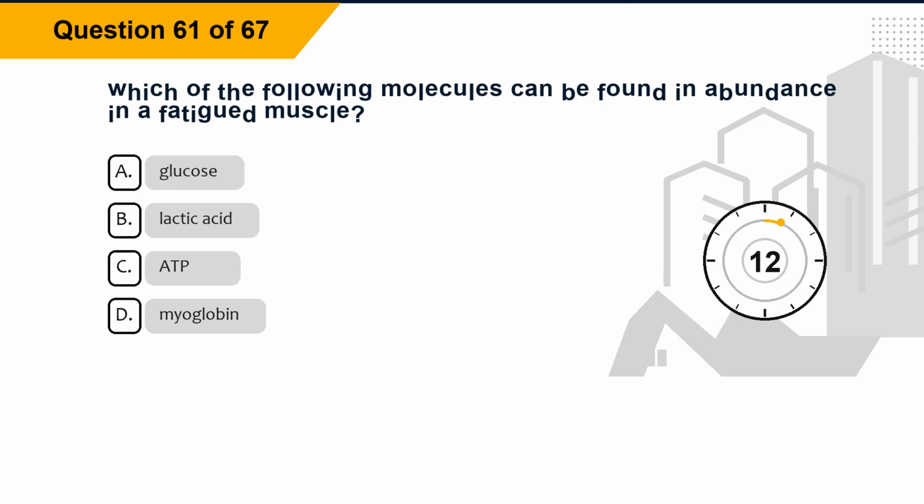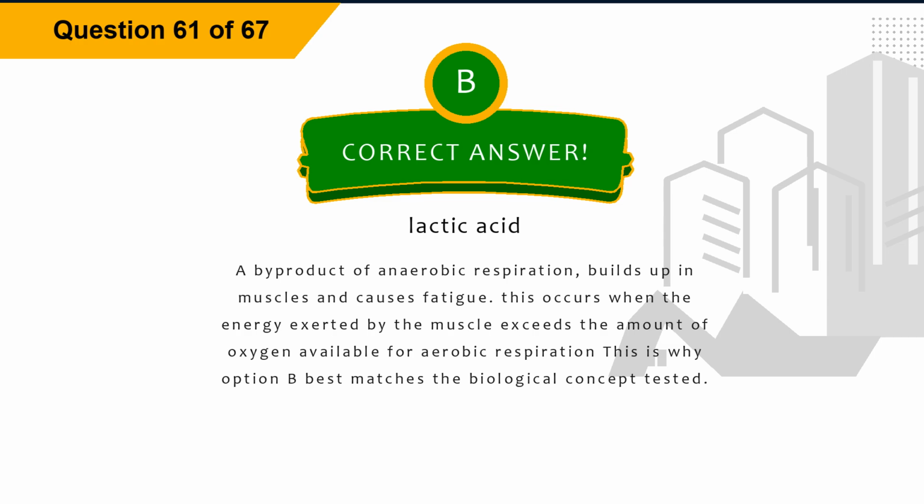Question 61. Which of the following molecules can be found in abundance in a fatigued muscle? Option A, glucose. Option B, lactic acid. Option C, ATP. Option D, myoglobin. The correct answer is option B, lactic acid. Explanation: lactic acid, a byproduct of anaerobic respiration, builds up in muscles and causes fatigue. This occurs when the energy exerted by the muscle exceeds the amount of oxygen available for aerobic respiration. This is why option B best matches the biological concept tested.